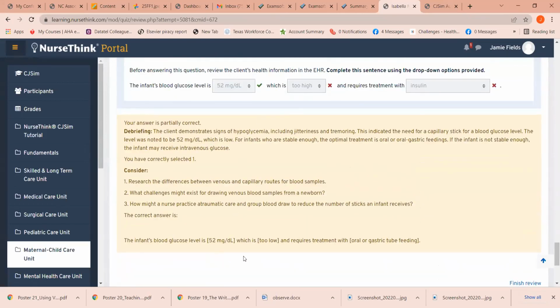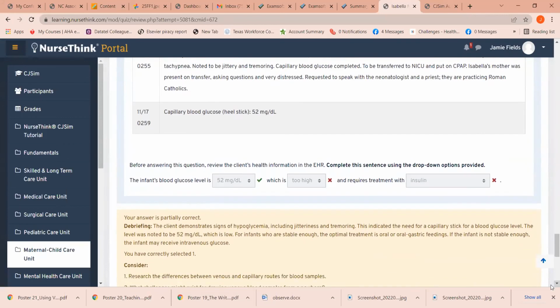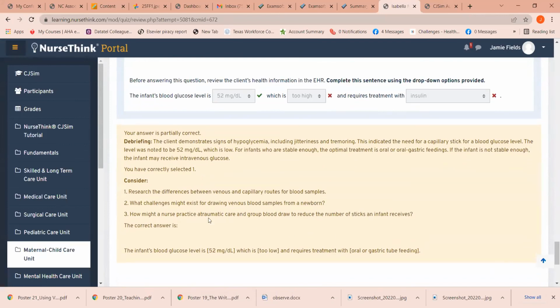Okay, blood glucose is low. Hold on a sec. Okay, blood glucose is low, requires treatment with feeding. Okay, so review normal blood glucose levels. Make sure you look at the difference between venous and capillary and the difference for a newborn versus an adult.